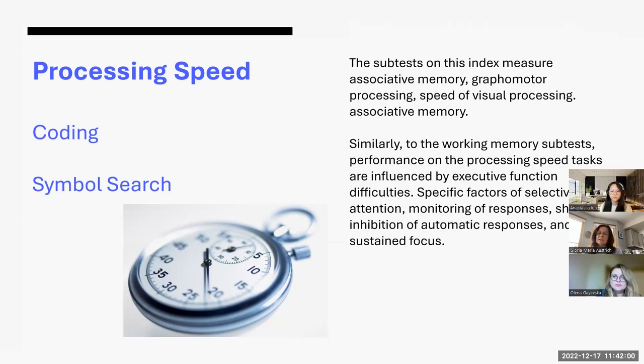Symbol search is slightly different. It's an approach of measuring processing speed because it requires a motor response, but basically the student is just making a slash. They're presented with a symbol on the outside of a row, and on the inside of the row there's a group of symbols, and they have to quickly match the symbol. If the symbol on the outside of that row is matched by one of the symbols inside that row, they circle it. And if it's not, then they put a line through the word no.